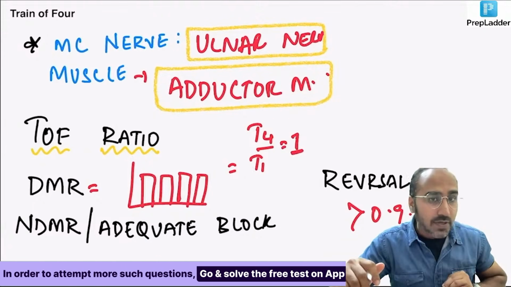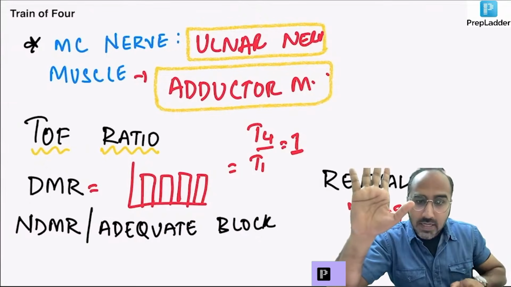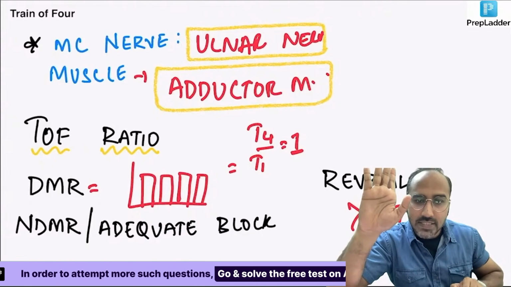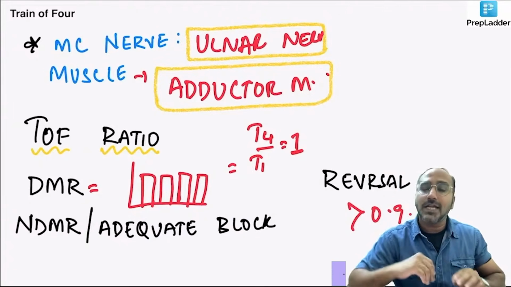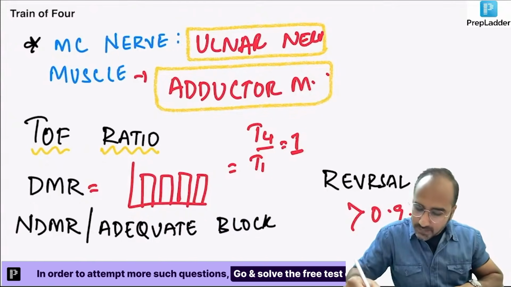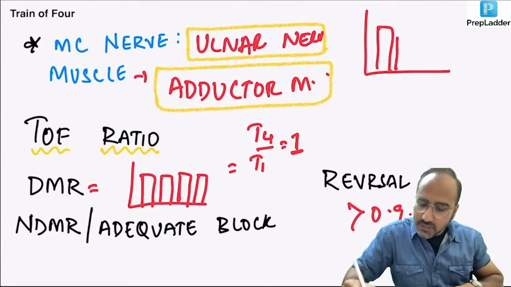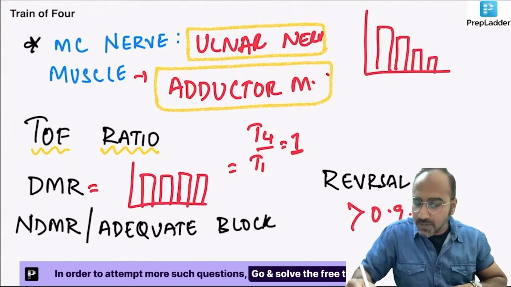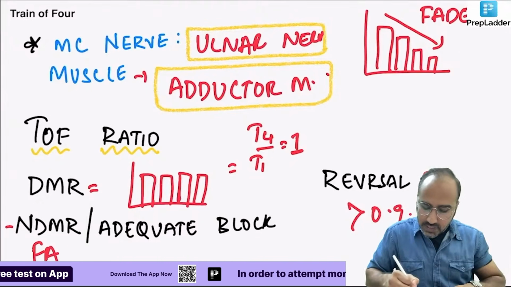Whereas in case of non-depolarizing, imagine someone has given me a non-depolarizing muscle relaxant. What will happen, guys? Remember, after giving a non-depolarizing muscle relaxant, first twitch like this, second twitch like this, third twitch like this, and fourth twitch very low. Basically, is it equally decreased? No. Remember guys, in case of non-depolarizing muscle relaxant, first twitch is like this, second twitch response comes like this, third is like this, and fourth is very low intensity. So basically you will see a faded response. Train of 4 ratio in case of non-depolarizing, you will see a fade.